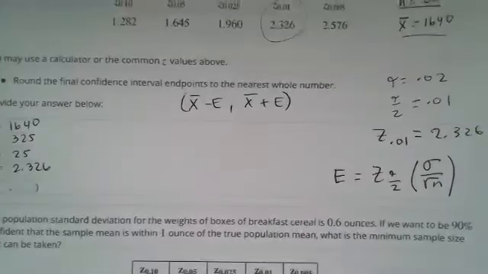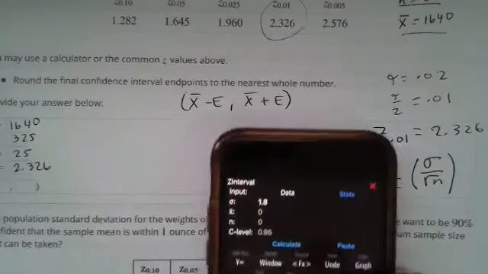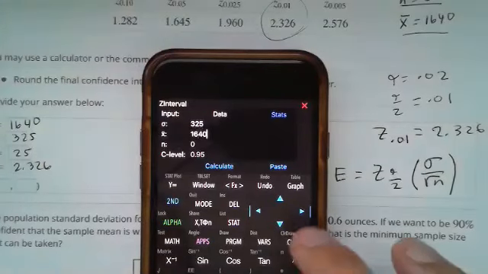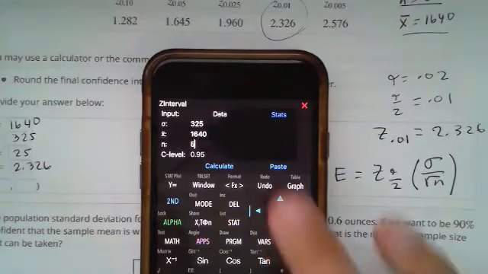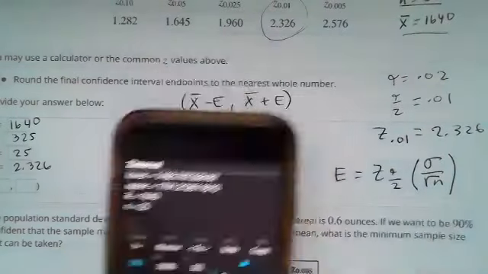Okay. Here's where we could say, well, can you use your calculator? Yes, actually you could. We have a one sample confidence interval where we have sigma and x bar and n. Okay, so sigma is 325, x bar is 1640, and then n is 25. And then my C level is 98, and then we would calculate that.